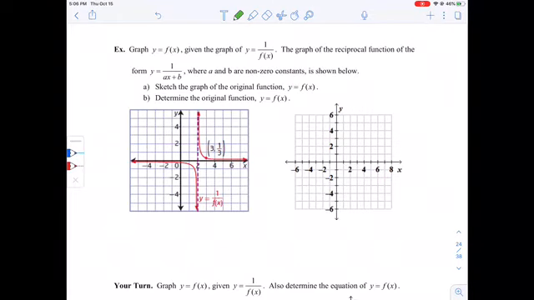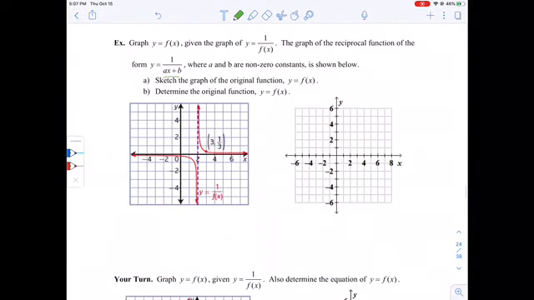This example down here says graph y equals f of x given the graph of the reciprocal function y equals 1/f of x. I'm going to graph the original function. The graph of the reciprocal function is given, where a and b are non-zero constants, as shown below. So y equals ax plus b. Non-zero constants meaning this was some kind of a linear function. Sketch the graph of the original function y equals f of x.